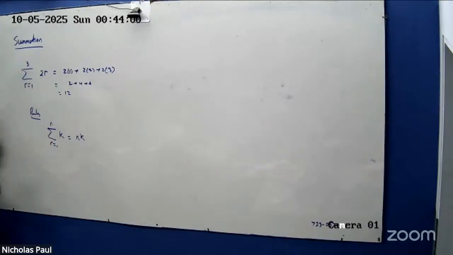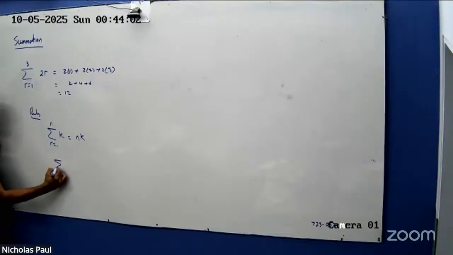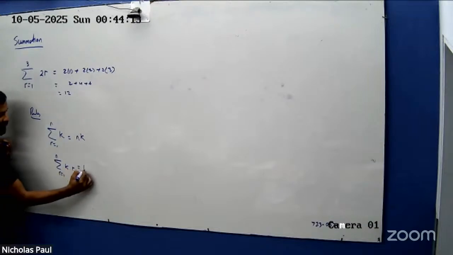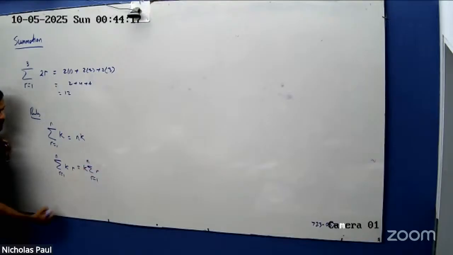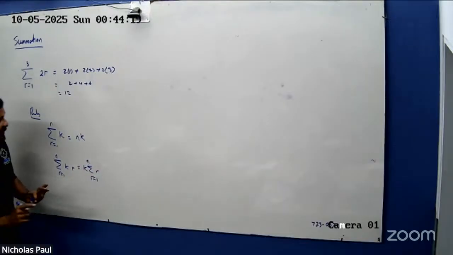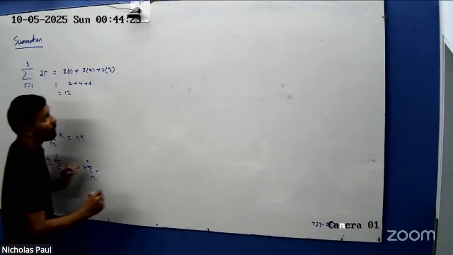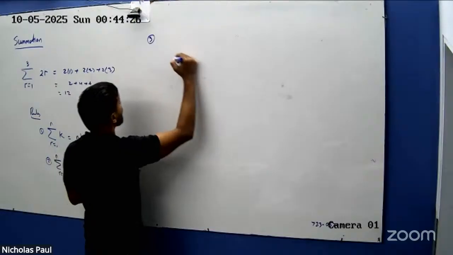That's all right. Next, if I give you the summation R going from 1 to n of, let's say, k by R, what can I do with this k? Pull the k outside, right? So I can pull the k outside. That's okay? Those are some small rules for you to remember. This is rule 1, rule 2, rule 3.